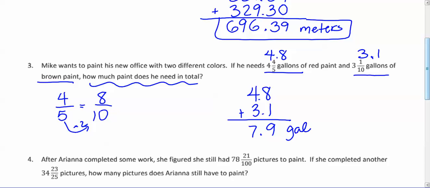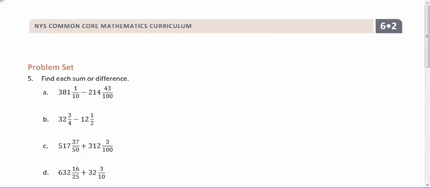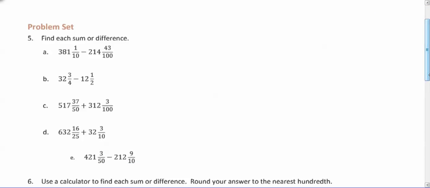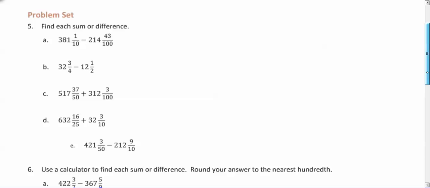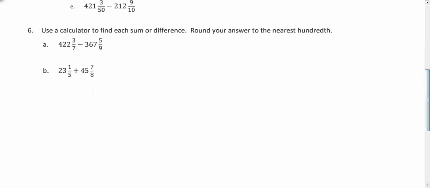Now, before you go anywhere, I know you're itching to get out of here. If the bell rings, hold on a second. You don't have to walk any further than one classroom away. All right, on your homework tonight, 5, A, B, C, D, and E are all really easy. You're just going to convert those into decimals, add or subtract. Now, question 6 is where kids are going to go, I don't know how to do this. And that's probably why they're watching right now.